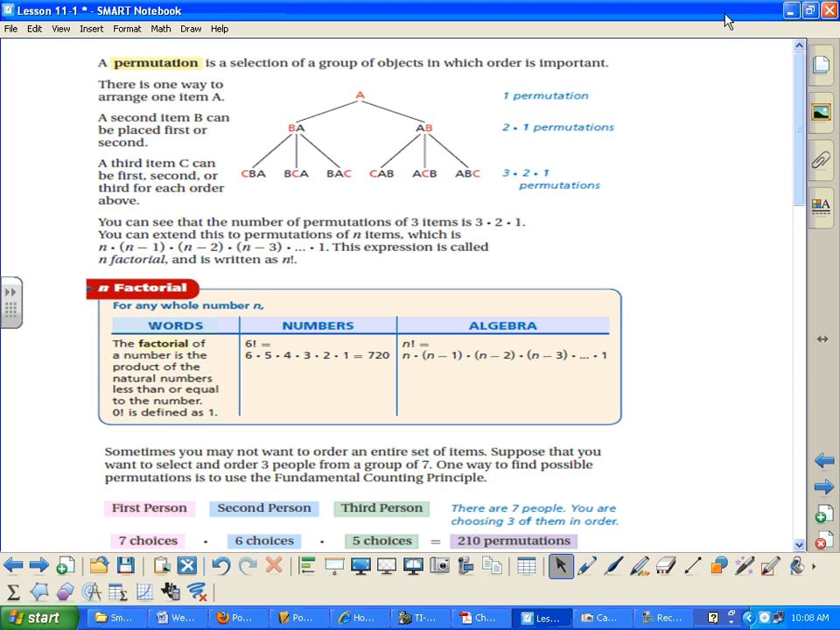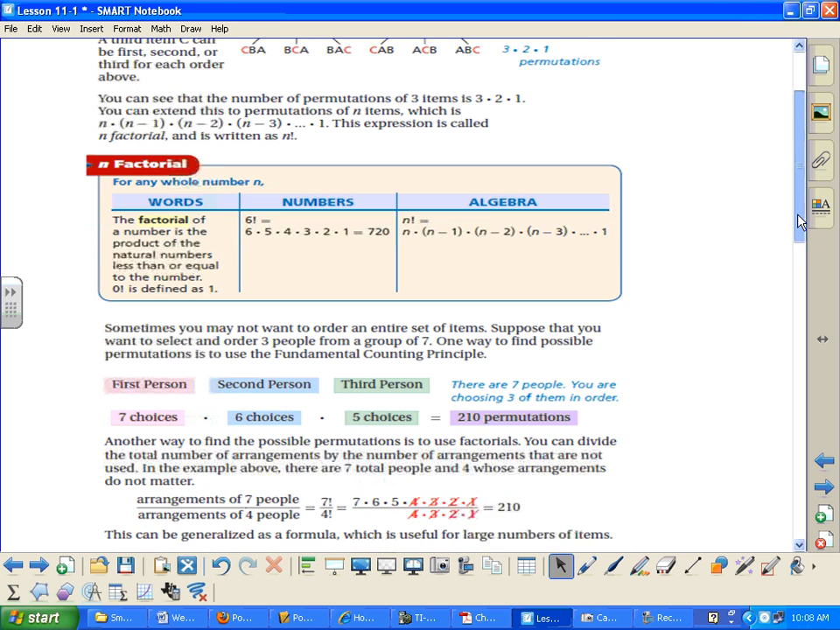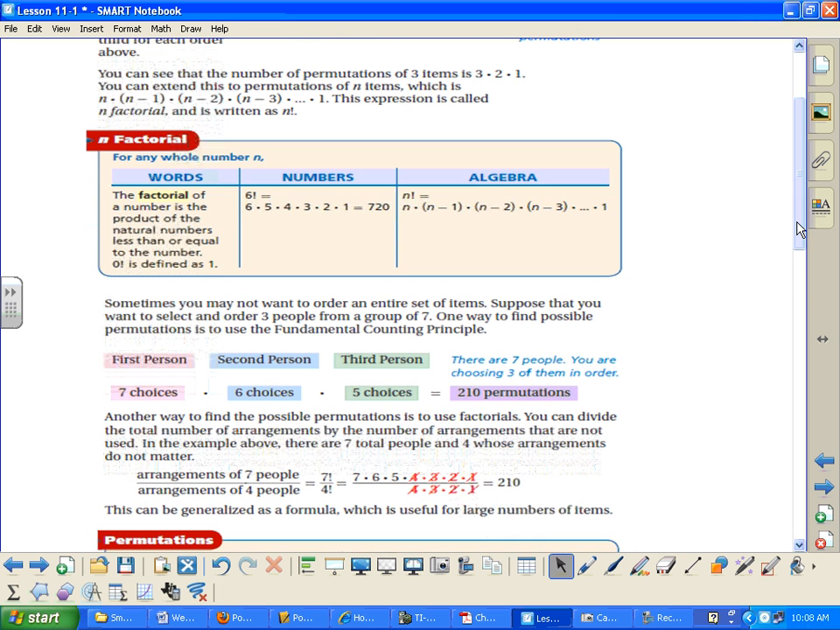If I had 3 letters, A, B, and C, then there are 6 different permutations for A, B, and C. Okay? So we have 3 choices for the first letter, you know, A, B, or C, and then you would have 2 choices for the next one, and then 1 choice for the last one. And so with permutations, we're going to look at a couple different things. One is something called a factorial.